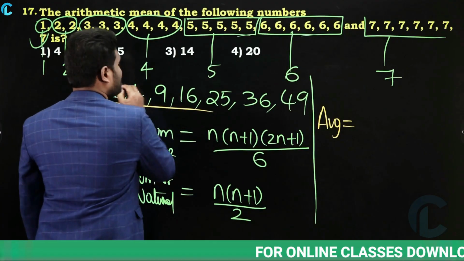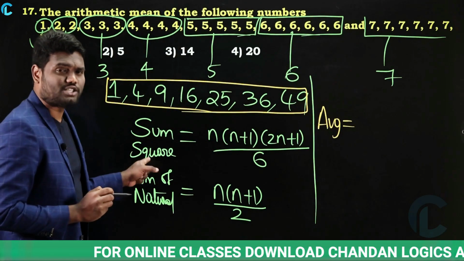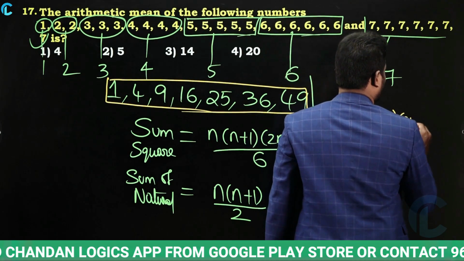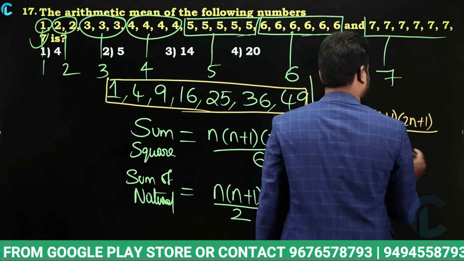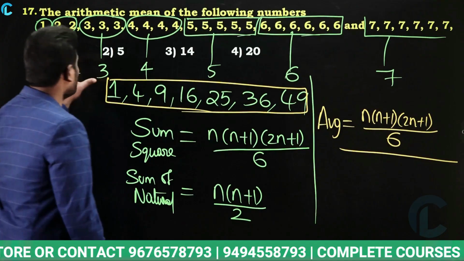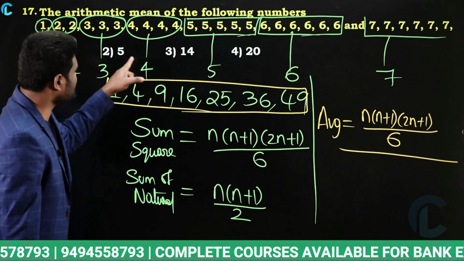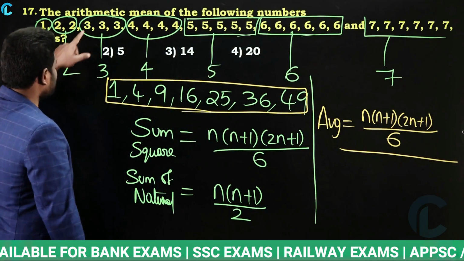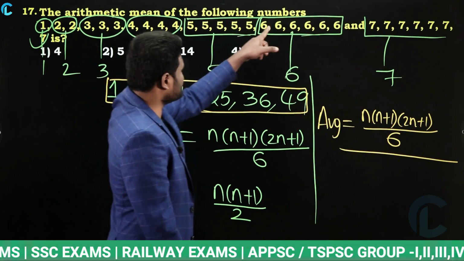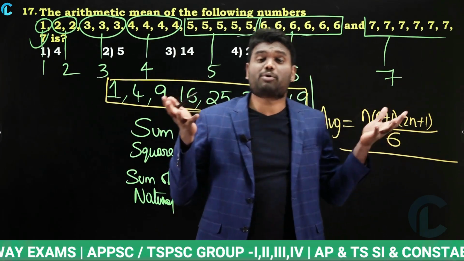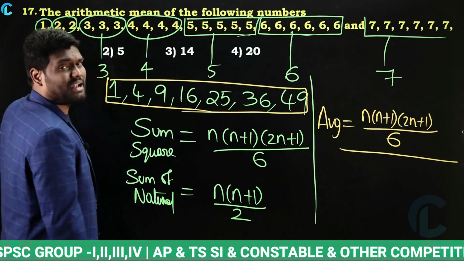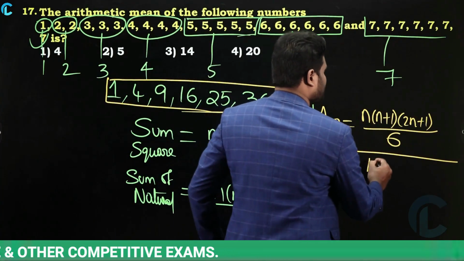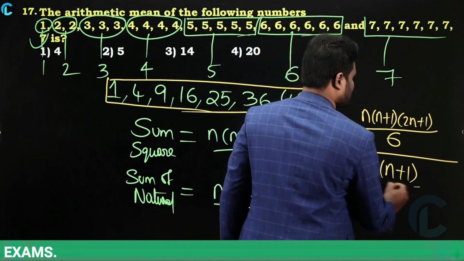For these numbers, the sum of squares of n natural numbers formula is n into n plus 1 into 2n plus 1 by 6, divided by number of numbers. Total numbers means 1 plus 2 plus 3 plus 4 plus 5 plus 6 plus 7. Why? Because you have 1 time, 2 times, 3 times, 4 times, 5 times, 6 times, 7 times. So sum of n natural numbers formula is n into n plus 1 by 2.